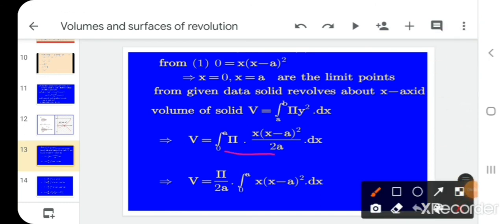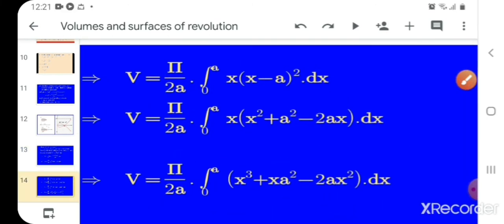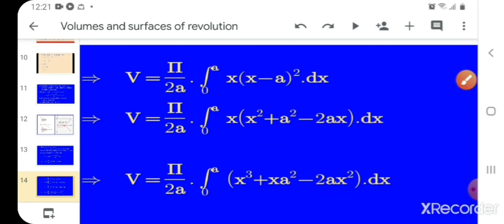Now pi by 2a is the constant, so I write it outside, and the remaining term is integral 0 to a x into (x minus a) whole square. (a minus b) whole square formula: a square plus b square minus 2ab. Similarly, I write x square plus a square minus 2ax. Now I multiply with x. So you get x cube, a square x, and minus 2a x square. Now we integrate. Very simple problem here.